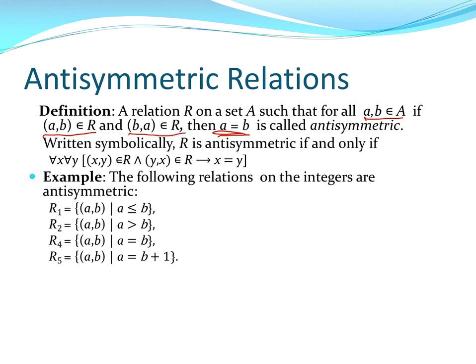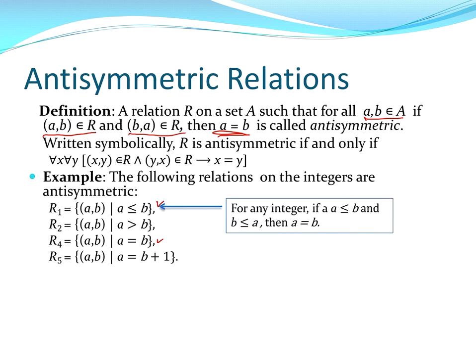And here are the relations from earlier that are antisymmetric. Relation 1: if a is less than or equal to b and b is less than or equal to a, then a must equal b. Similarly, if a equals b and b equals a, then a equals b. Again, for any integer, if a is less than or equal to b and b is less than or equal to a, then they must be equal.